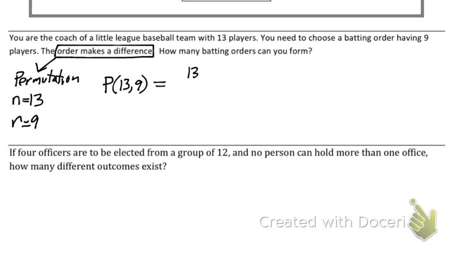So we do how many we have, 13 factorial, over 13 minus 9 factorial, which is going to equal 13 factorial over 4 factorial.